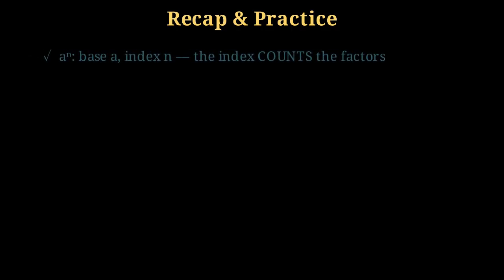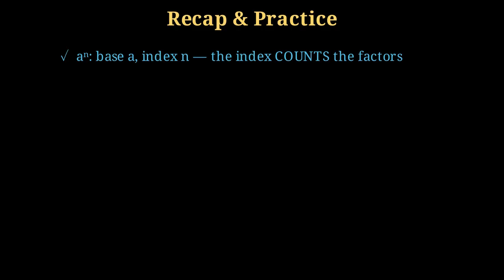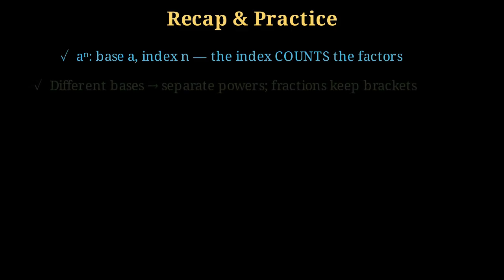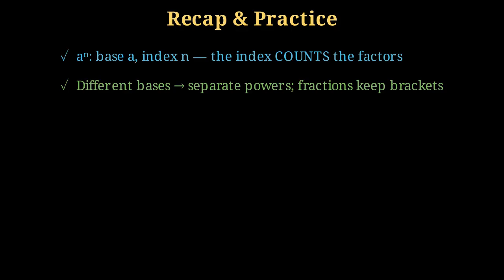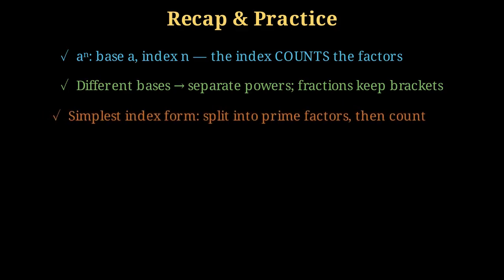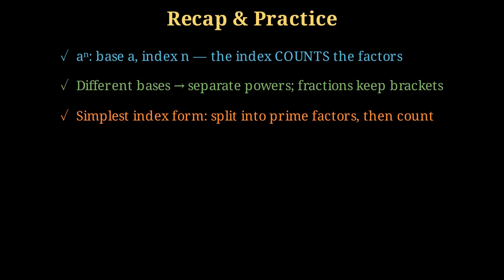Let's close the loop on everything you set out to learn today. In index form, the base is the number being multiplied and the index counts how many times it appears. It never multiplies it. When different bases are mixed, each base keeps its own power, and a fraction base always keeps its brackets. And to write a plain number in simplest index form, split it into prime factors and count them. Your practice? Pause and try all 4.